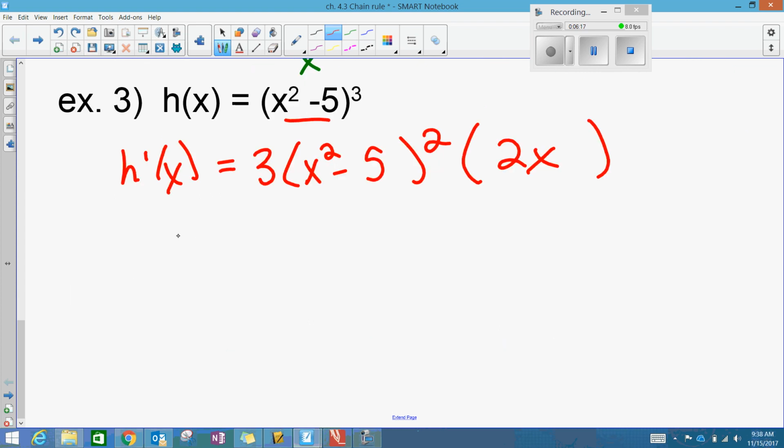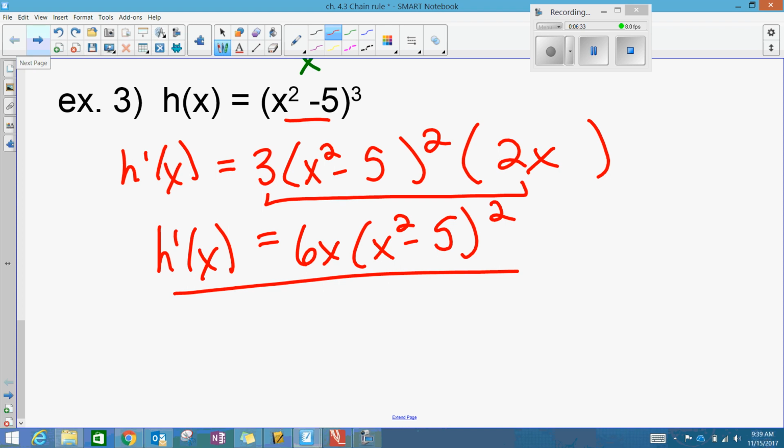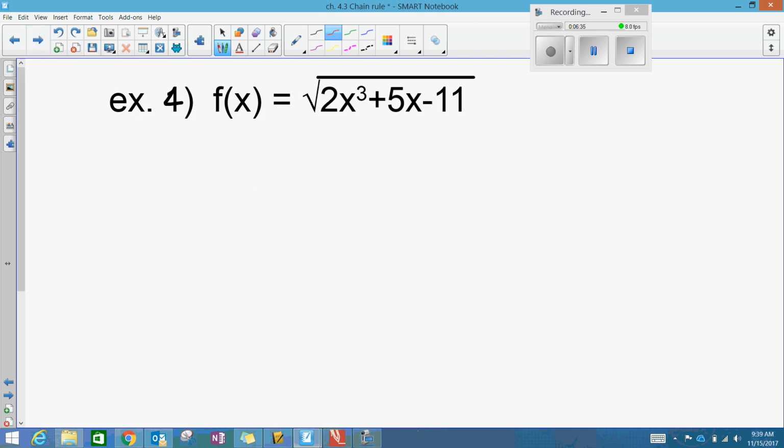So now, to clean that up, again, we don't want to mess with anything to the 2nd power, so we can multiply those two, and we get 6x times x squared minus 5 squared. And we're finished. Okay? Now, like everything we've done in this class so far, it gets a little bit more complicated when we introduce radicals and fractions.